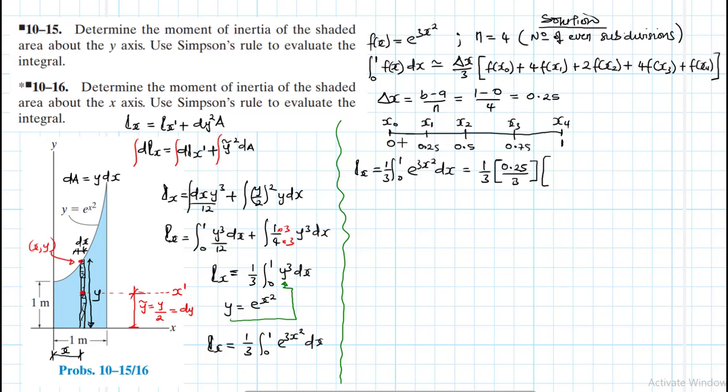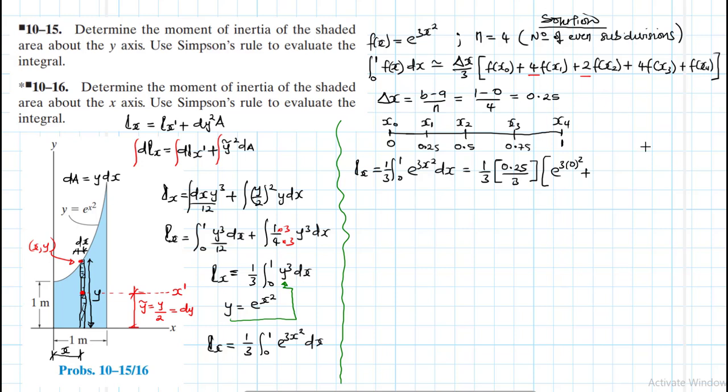F of x0, what is our x0? It is 0. So the function is e to the power 3 times 0 to the power 2. That's our first term. The second term has these coefficients that repeat, 4 and 2. The first term has no coefficient. The next ones will have 4 2 4 2 repeating, depending on the number n that you've chosen, and n has to be even always.